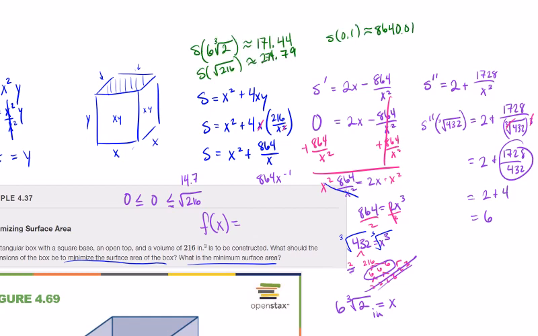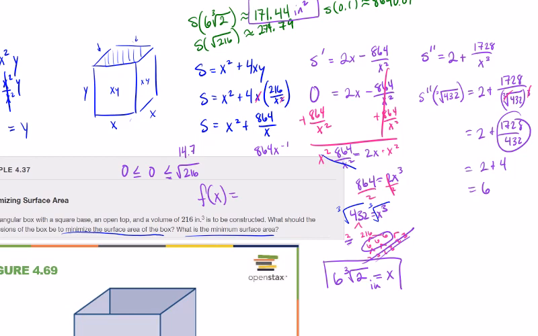All right, so I plugged in s of 6 cube root 2, and that gave us 171.44. I plugged in square root 216. That gave us 274.79. And then since I couldn't plug in 0, I just plugged in something close to 0, like 0.1, and I got 8,640.01. And so of our critical points here, this is obviously the minimum. And so this is going to be our minimum surface area. In this case, it'll be in terms of inches squared, right, for surface area.